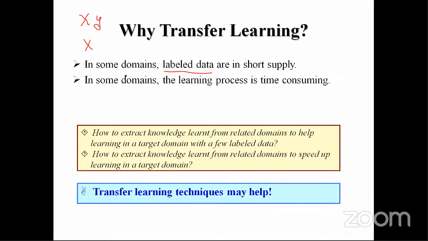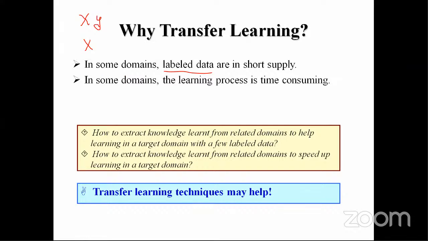In some domains, the learning process is time consuming. Here we are talking about 5,000 data, but when you are talking about huge data or complex data, like graphs, you need to learn the networks out of it, so the learning may be time consuming. Instead of that, why don't I use the existing model as such?